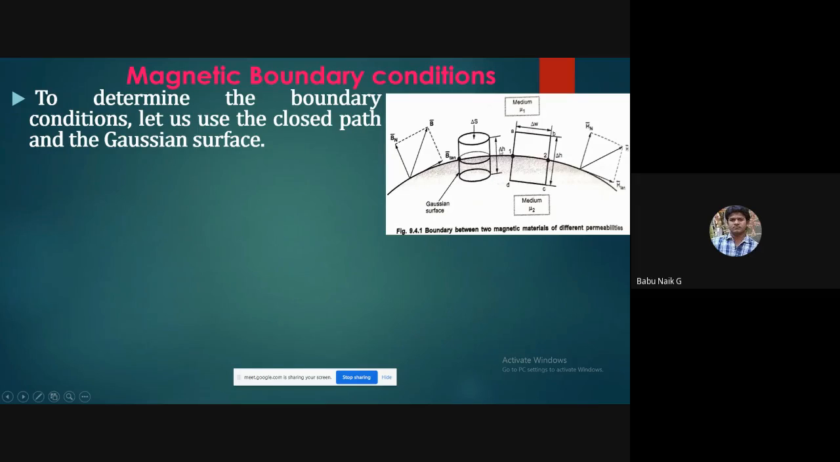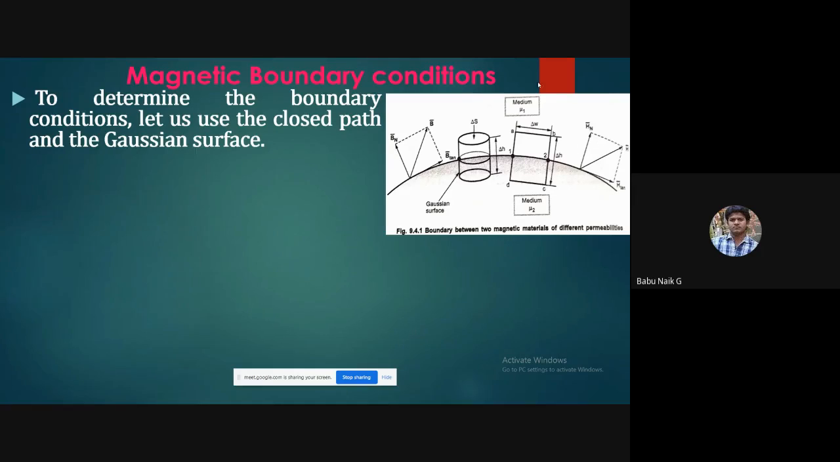So when we keep this one, it is half in medium 1 and half in medium 2. This completes the delta h, which is the height of the cylinder, so we'll take it as half, delta h by 2 in medium 1, and then half, delta h by 2, in medium 2.